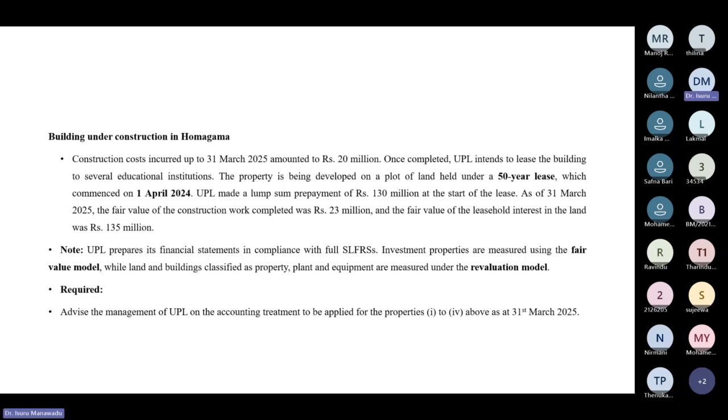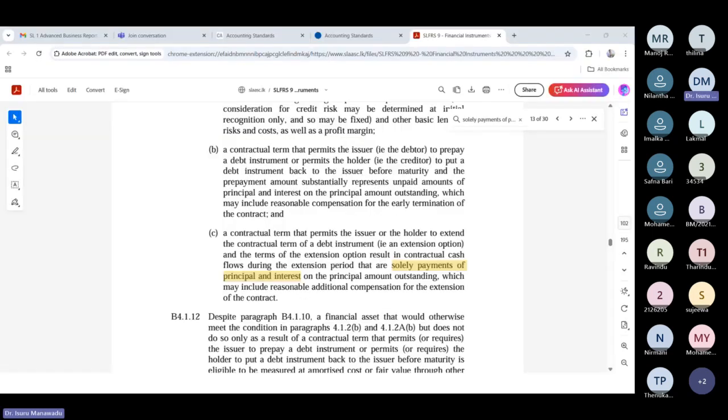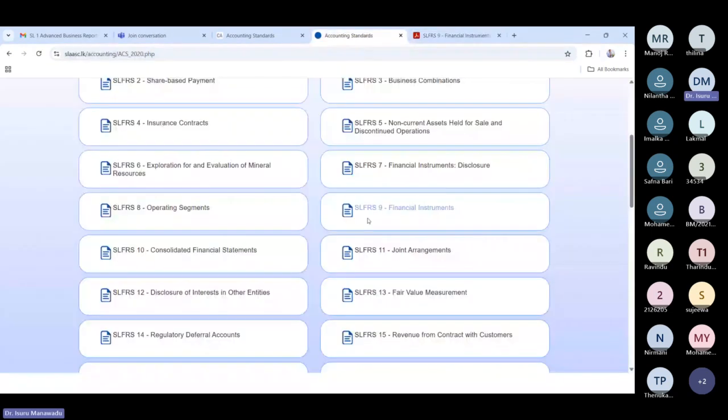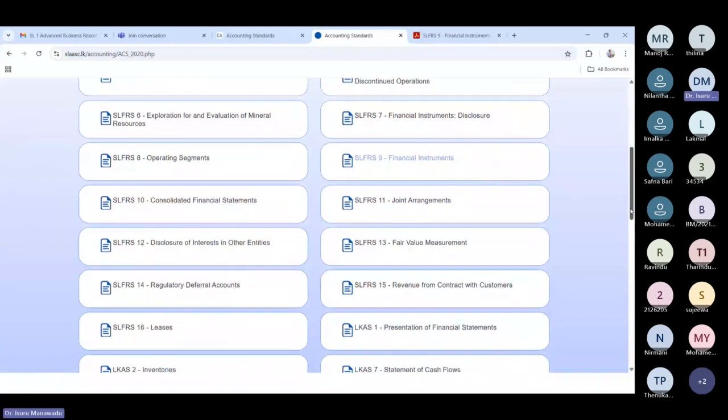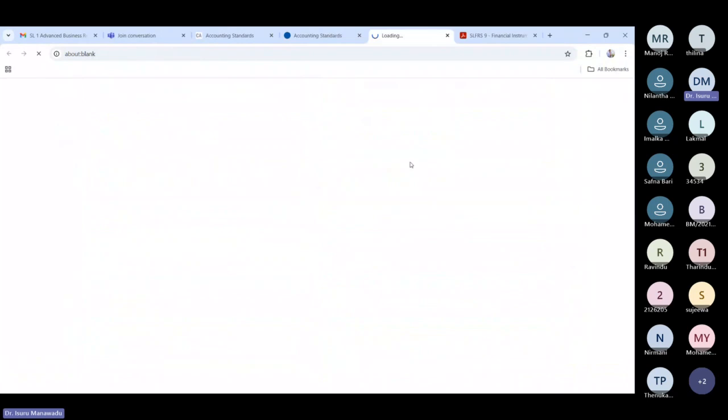After that, there is a special section in the standard. That is in SLFRS 16, section 34. We'll go to that section and see. SLFRS 16, section 34. If you have the standard book, you can go to that particular section and see.